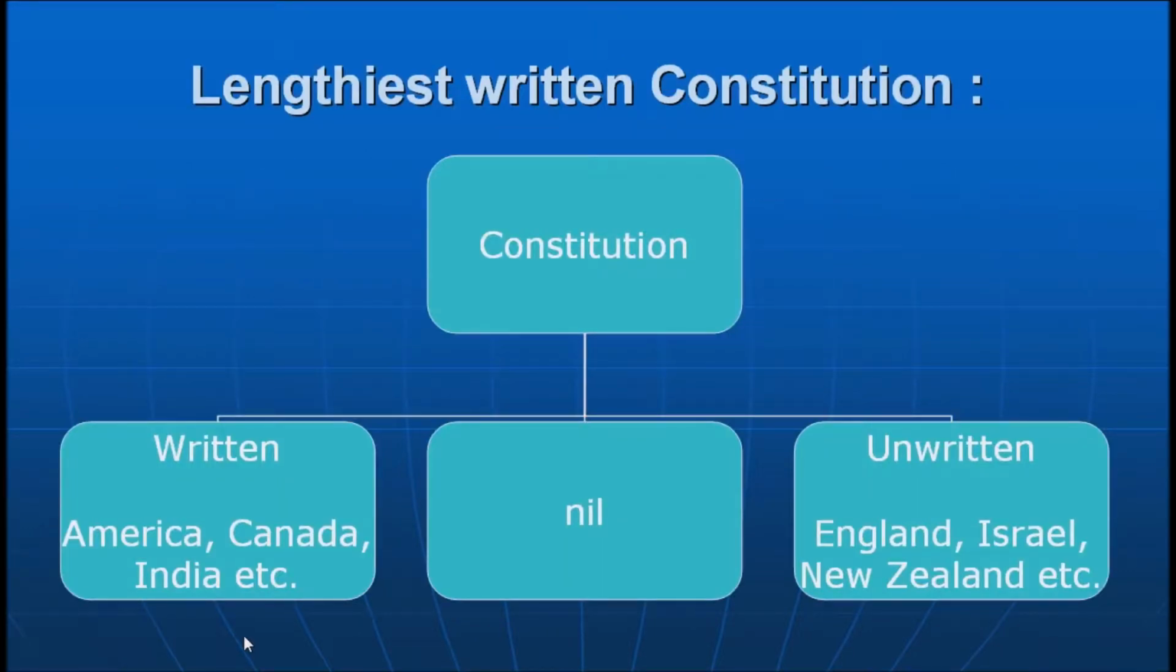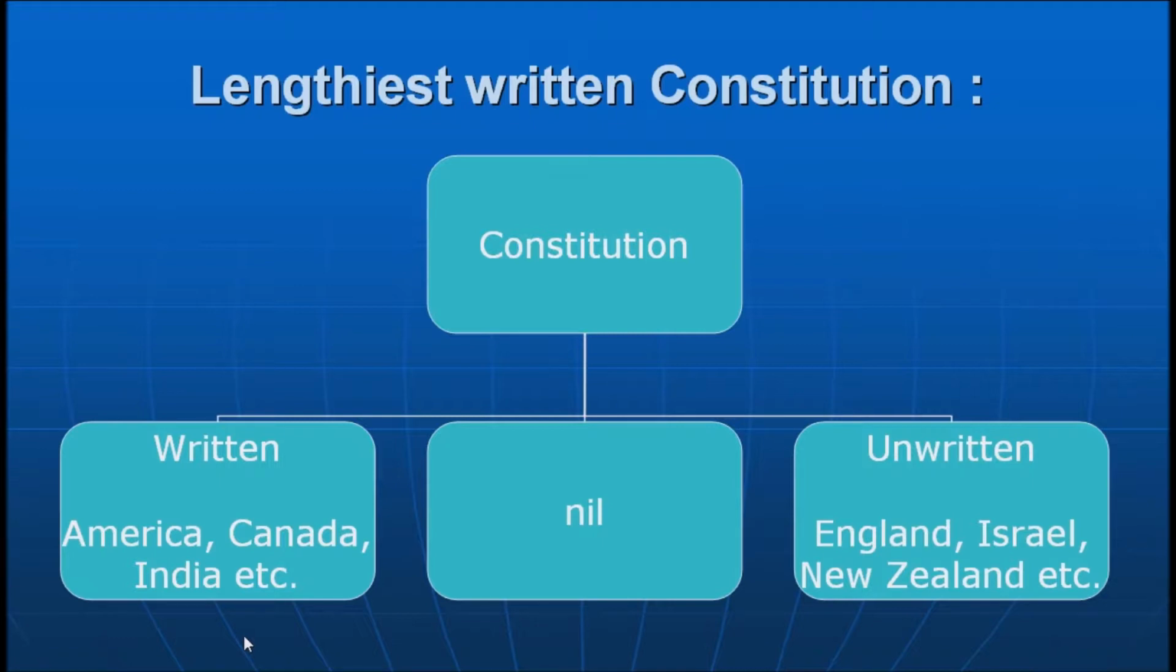So what is actually the lengthiest written constitution? We'll say that the Indian Constitution is the lengthiest written constitution of the world. It is a type of classification of documented constitution, which is also known as written constitutions. Broadly, if we talk about the documentation of different types of constitutions, it is categorized into two parts. The first is the written constitution and the other is the unwritten constitution.